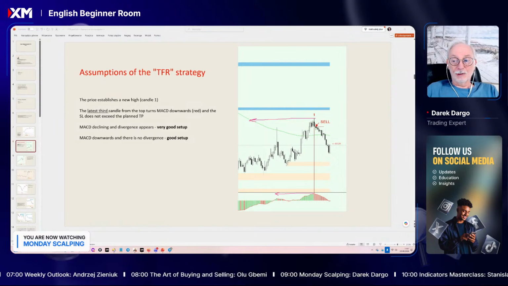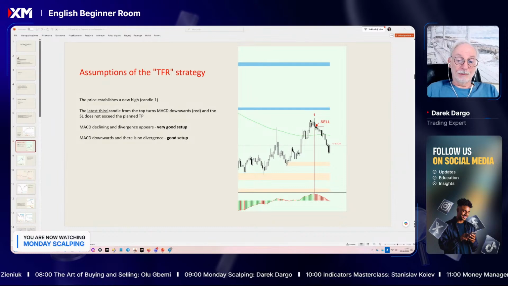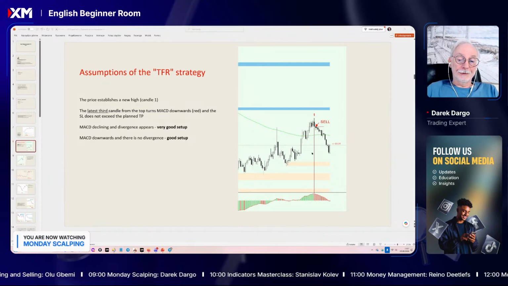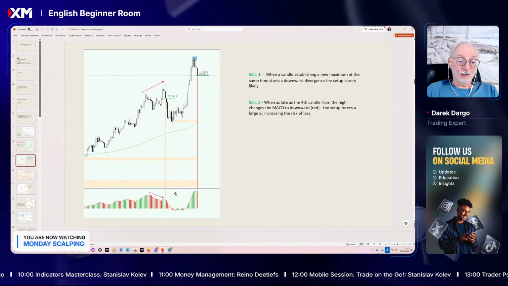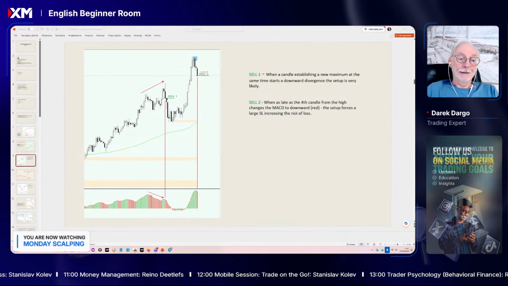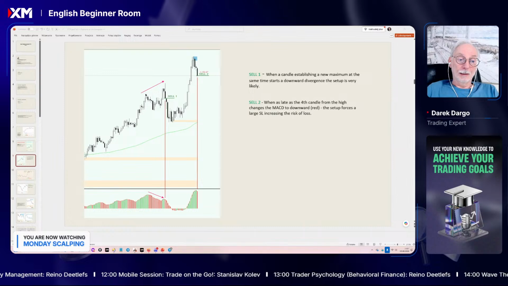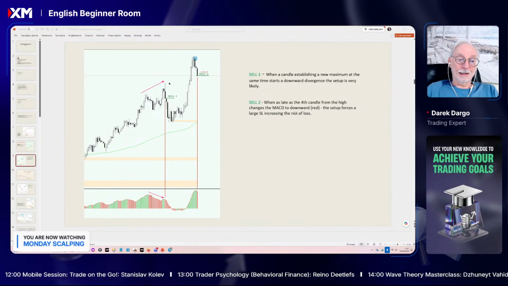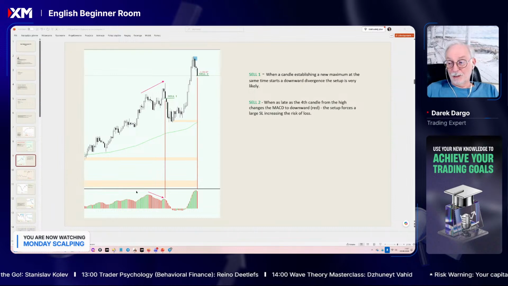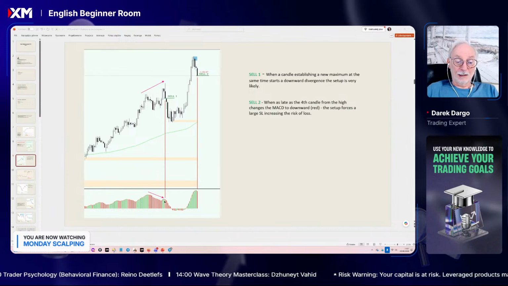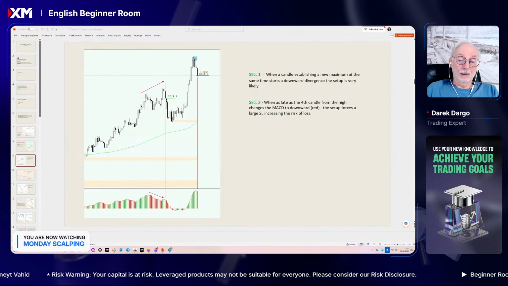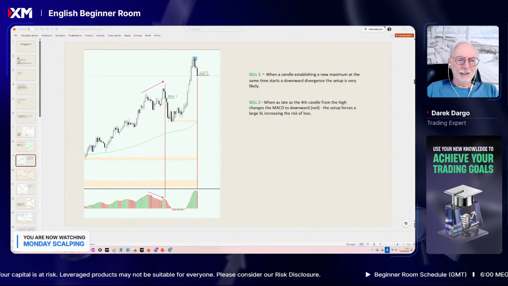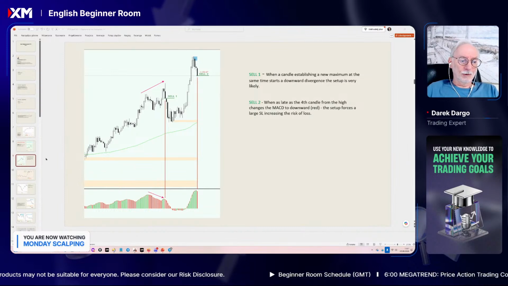A very interesting moment is when not only do we have a maximum on the price and the MACD, but also a divergence. Here's a sample of a divergence created by the market. Divergence is a situation when price is creating a high and a higher high, and at the same time, MACD is creating a high and a lower high. Then we can say that this is a divergence, and divergence is also a good moment to open a sell. Of course, this strategy works in both directions.